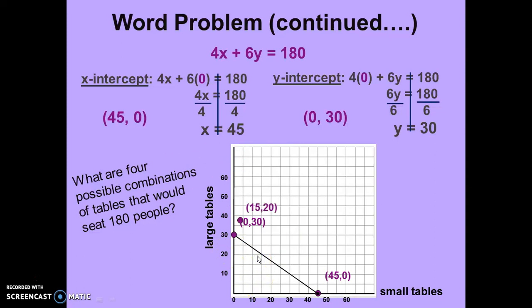So I'm thinking a point right here where I have 15 small tables and 20 large tables, that would seat exactly 180 people. And I see one more point right here where it looks like I would need exactly 30 small tables and exactly 10 large tables. So those would be 4 possible combinations that would perfectly seat all 180 people.